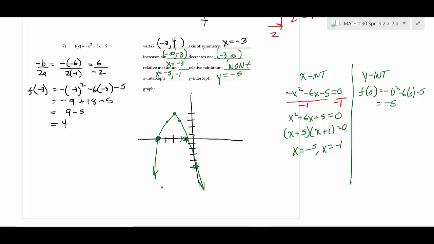What's your vertex? Negative 3, 4. Okay, what's your axis of symmetry? X equals negative 3. Does the parabola open up or down? Down. Okay. How about your x-intercepts?